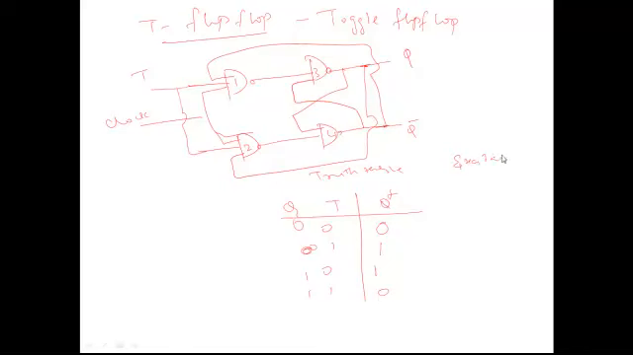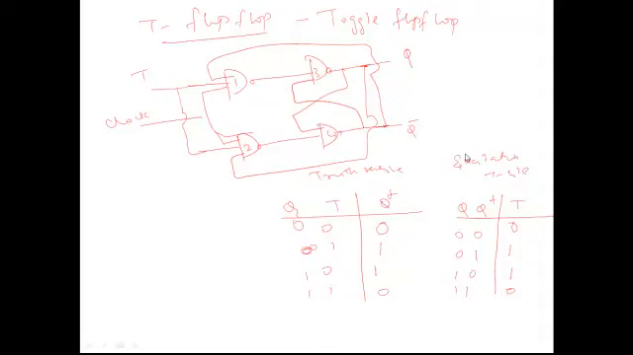Next is the excitation table. In the excitation table we know the present state and the next state, and we want to find what the input is. So the present state and next state take 4 combinations. 0 and 0, only one place, T is 0. 0 and 1, T is 1. 1 and 0, T is 1. 1 and 1, T is 0. So this is the excitation table, and that was the truth table of the T flip-flop.